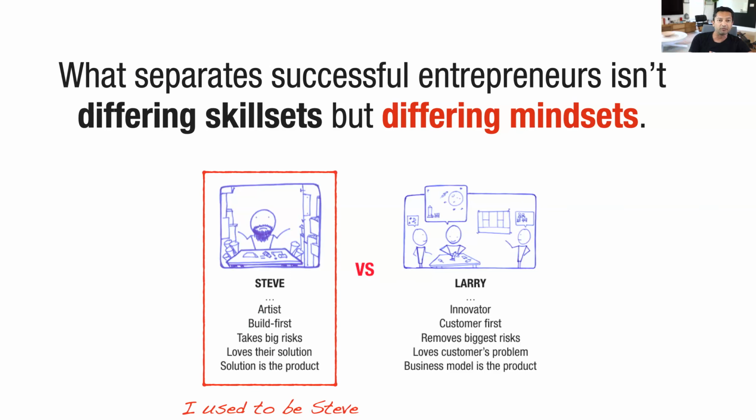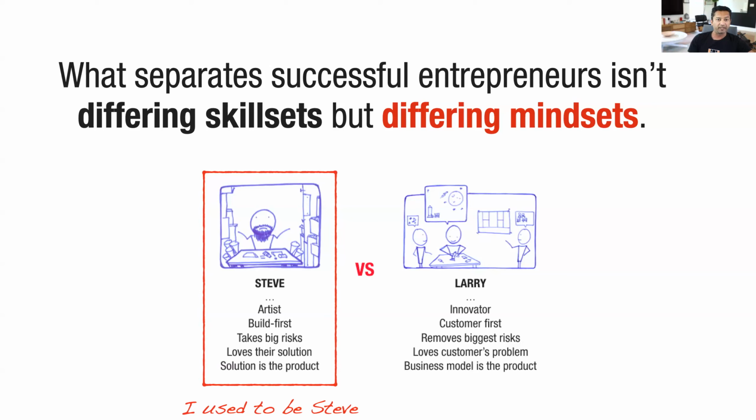I used to be a Steve. I built many products as a Steve. Some of them were successful, some of them not so successful. What bothered me, though, was the cycle time. The ones that were successful or not successful looked exactly the same on day one. It was only 2 years later that I saw what was different about them.